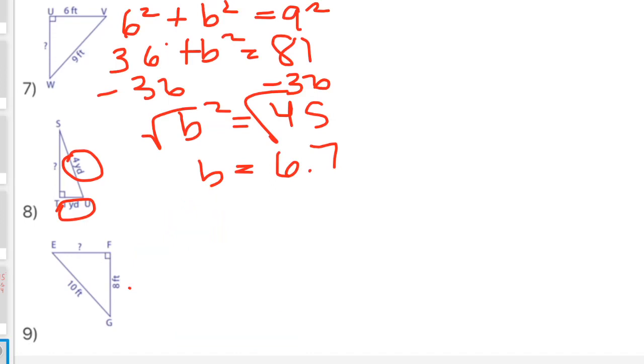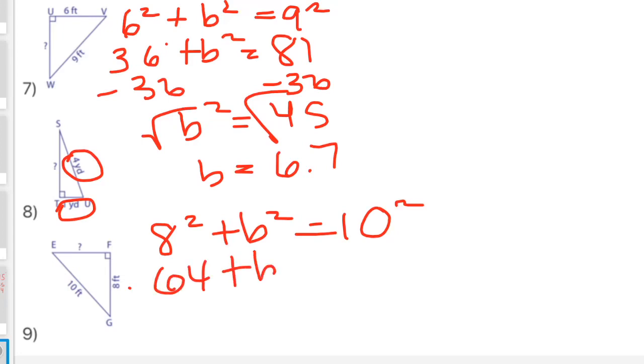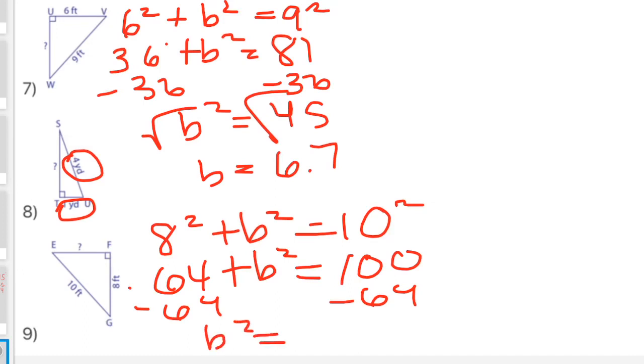All right, guys, let's try number 9. I erased number 8 so that I would have room for number 9. Number 9 is also missing a side length, so we have 8 squared plus b squared equals 10 squared. 8 squared is 64 plus b squared equals 10 squared, which is 100. We're going to subtract 64 from both sides. And we have b squared equals 100 minus 64, which is 36. And then we're going to find the square root of both of those, and b equals 6.